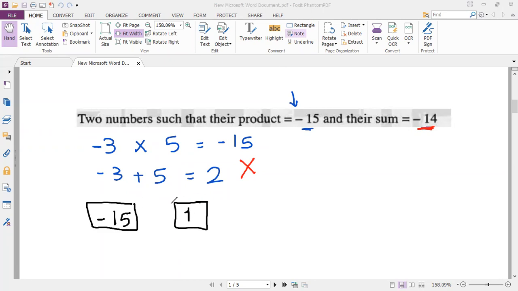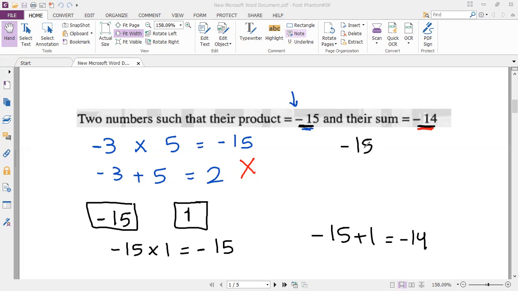If I assumed that the two numbers are negative 15 and 1, let's multiply them. Negative 15 multiplied by 1, negative times positive is negative, and 15 times 1 is 15. And when adding them, negative 15 plus 1 equals negative 14. And that's what I want. I want two numbers whose product is negative 15 and whose sum is negative 14. So the two numbers are negative 15 and 1. When multiplying them, the product is negative 15 and the sum is negative 14.